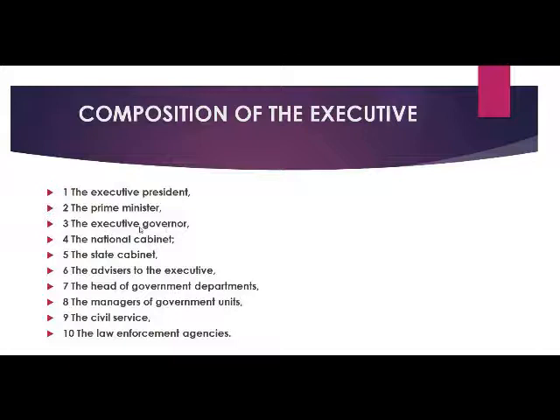3. The executive governor. The head of a state in a country is called the executive governor. He is also a composition of the executive. 4. The national cabinet, that is the group of ministers. They are also under the executive. 5. The state cabinet. The state cabinet is composed of commissioners at the state level for a country that exercises federalism, or a federal system of government. They are also part of the executive.